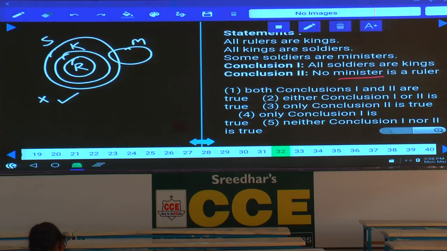Now to make this one false, we need to prove some of the ministers are rulers. Some ministers are rulers means, now minister and ruler. Tell me whether we can draw like this or not, minister and ruler. Hence alternate diagram proven, previous conclusion will be false. After making the previous conclusion false, then we need to check out the affirmative conclusion which was false in the basic diagram. Now all soldiers are kings is false, isn't it? Hence neither one nor two. And it is given choice 5. Question number 32, choice 5 is the answer.